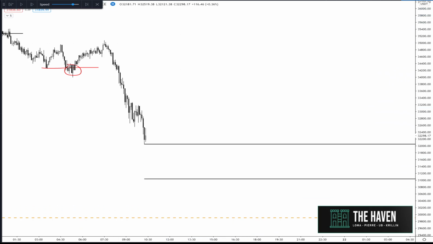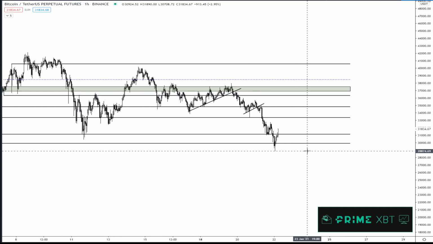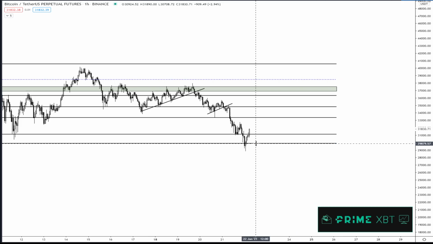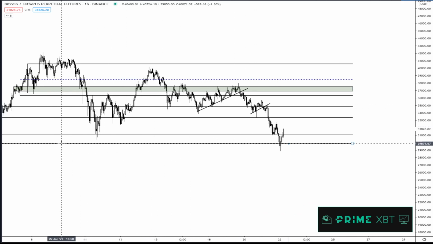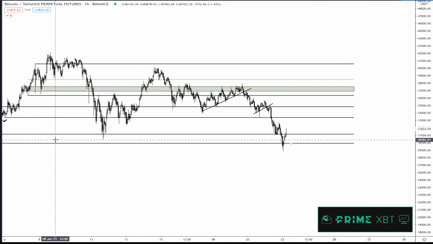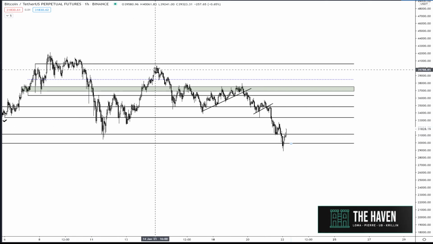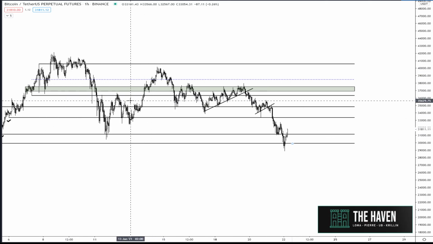So it's definitely worth knowing that we did not tap this lower liquidity below 30K ever. This was unswept from when we put in this lower high at 40.1K. The lows at 30K were never swept.